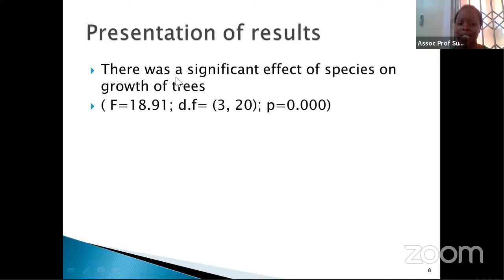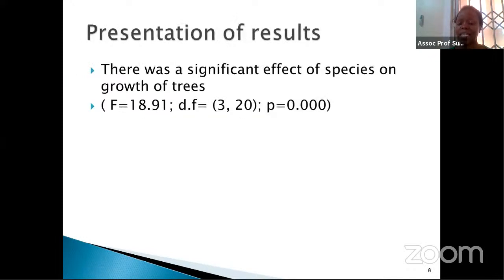And we are saying there was a significant effect of species on growth of trees. In bracket, I put my F-value, degrees of freedom, and P-value. Yesterday I said that in the recent past, journals want you to present the real P-value, not this business of saying P with a less than sign. How about if you're not saying the truth? So we want to avoid people speculating that you are guessing. You put the real P-value. P is equal to 0.000, okay? Okay, so let's go ahead.